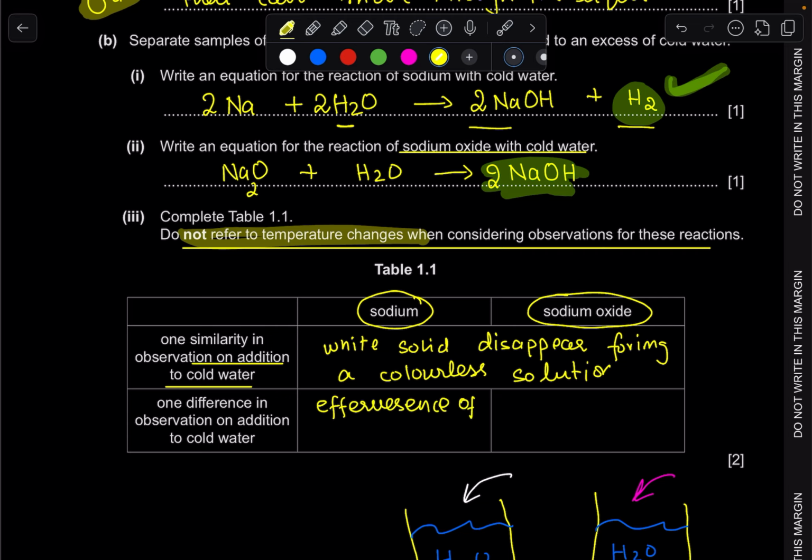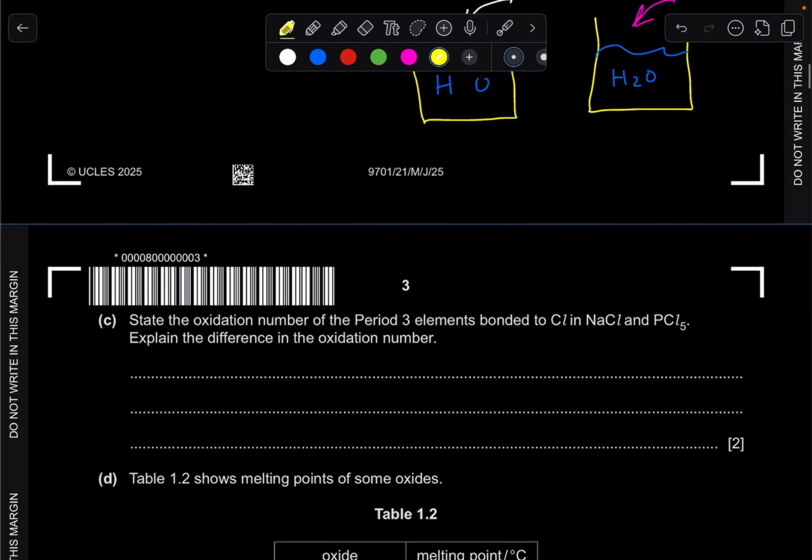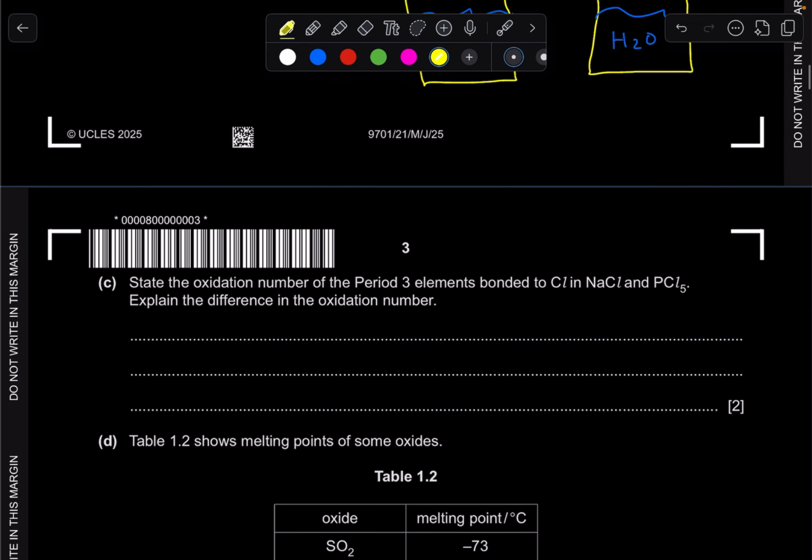So for sodium, one difference in observation with cold water, you're going to see effervescence of a gas, and no effervescence for the oxide. Or you can also write effervescence of a gas that pops with a lighted splint, whatever, that pop test for hydrogen gas you can write as well. But effervescence will give you marks. Done.